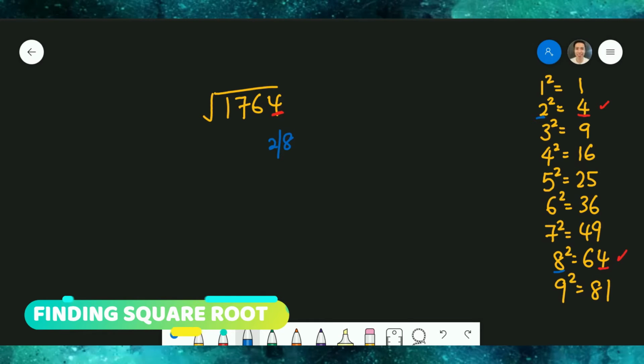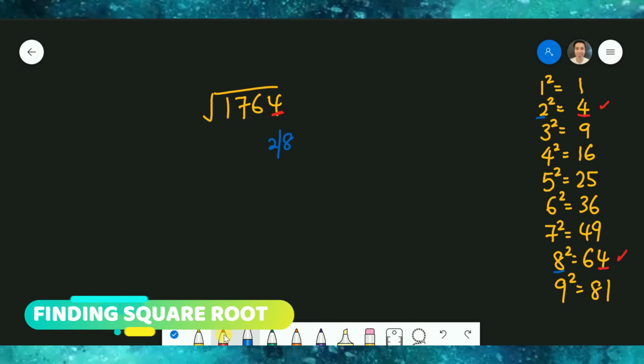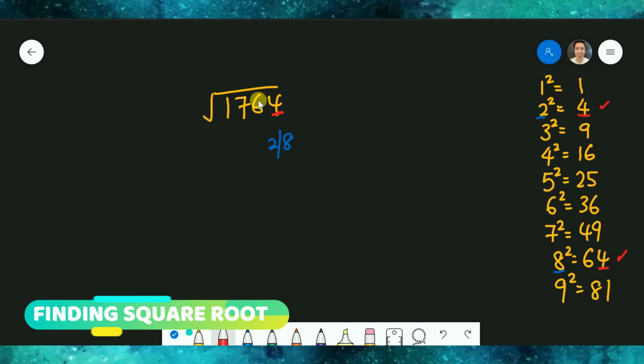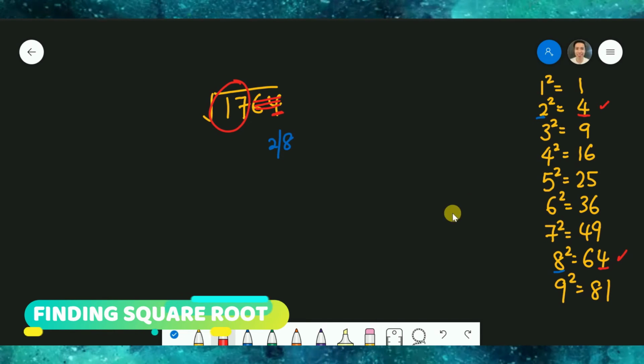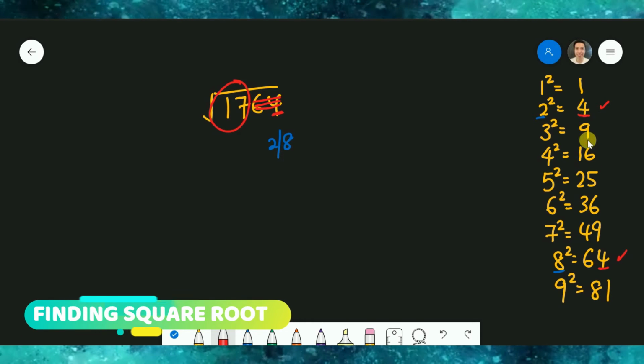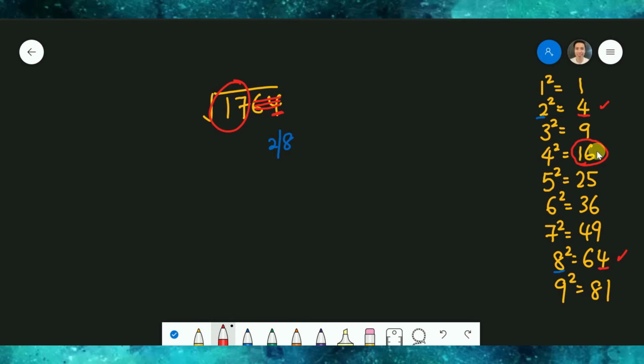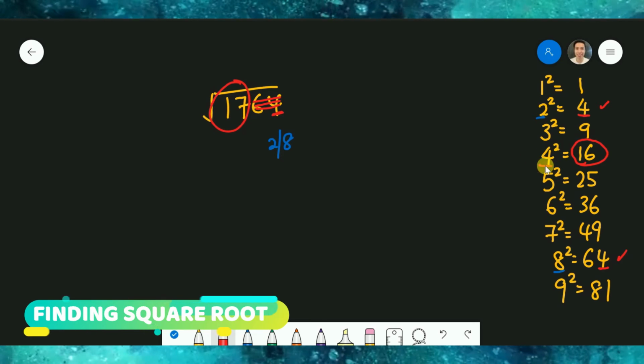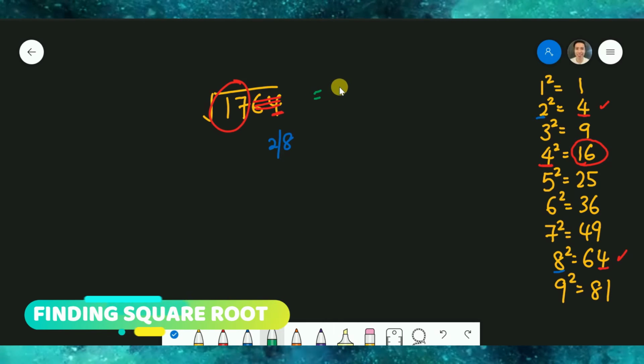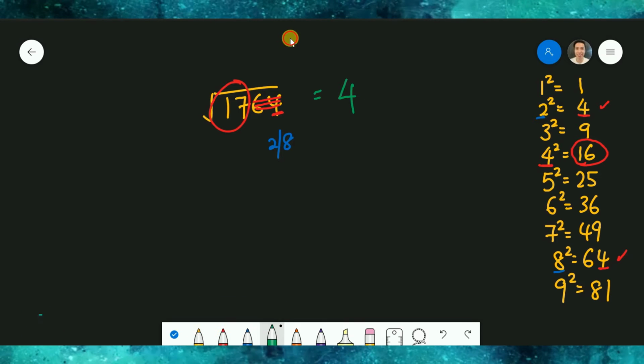Same as the previous example just now, we need to cancel off these 2 digits from the back. So we are left with 17. Next step, we need to choose which number is closer to 17. It's very obvious this is closer to 17, so our first answer will be 4. And next, what number comes after 4? You will tell me it's 5.